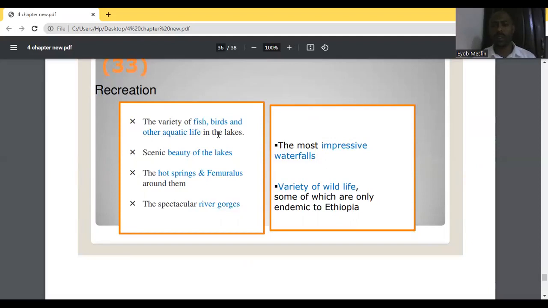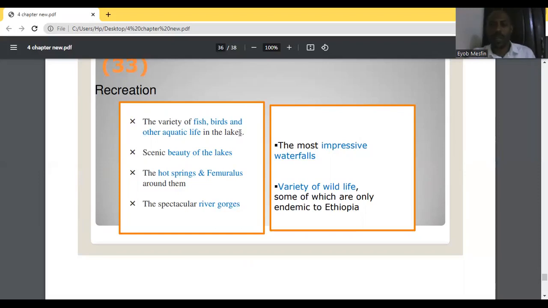So these are a good potential for tourism development and recreation purposes. There are hot springs and fumaroles near the Rift Valley areas, along the Rift Valley area. For instance, there are recreation sites of hot springs like Sodere and Wondo Genet. This is a typical example for recreational purposes.